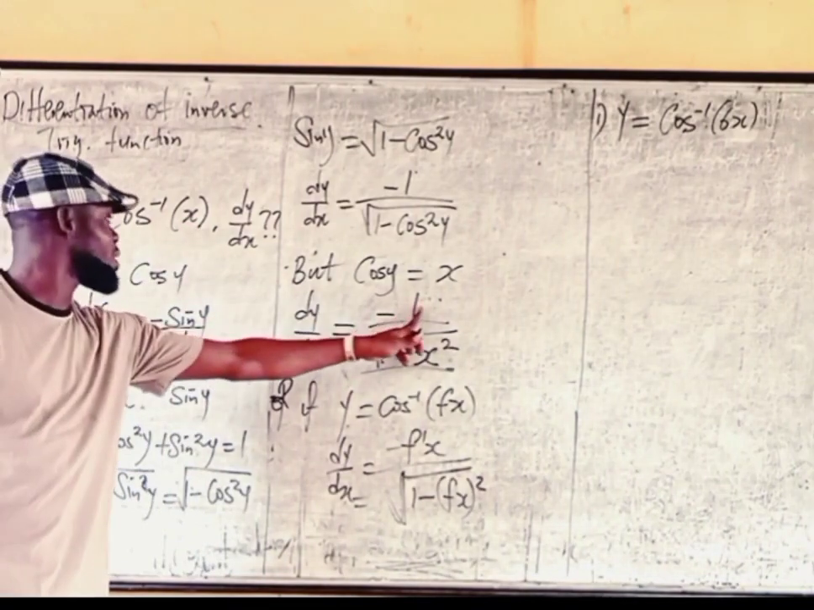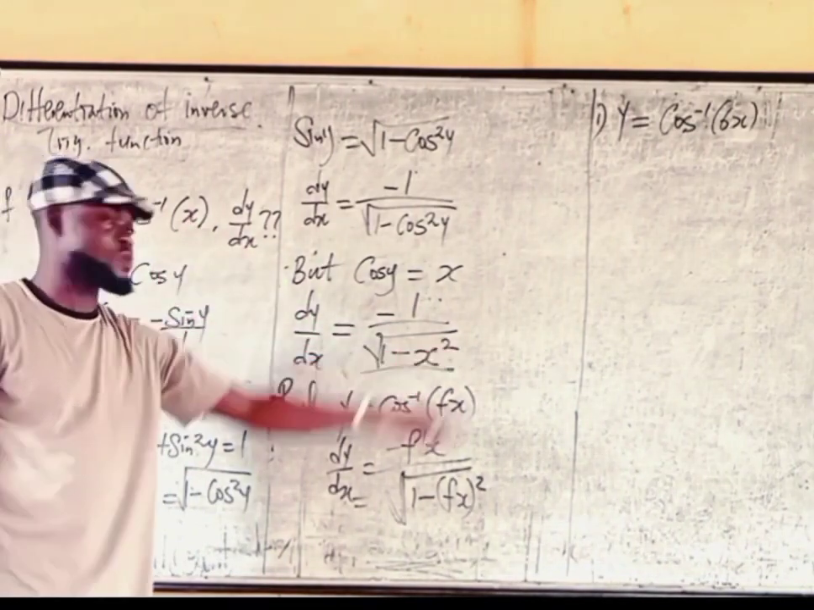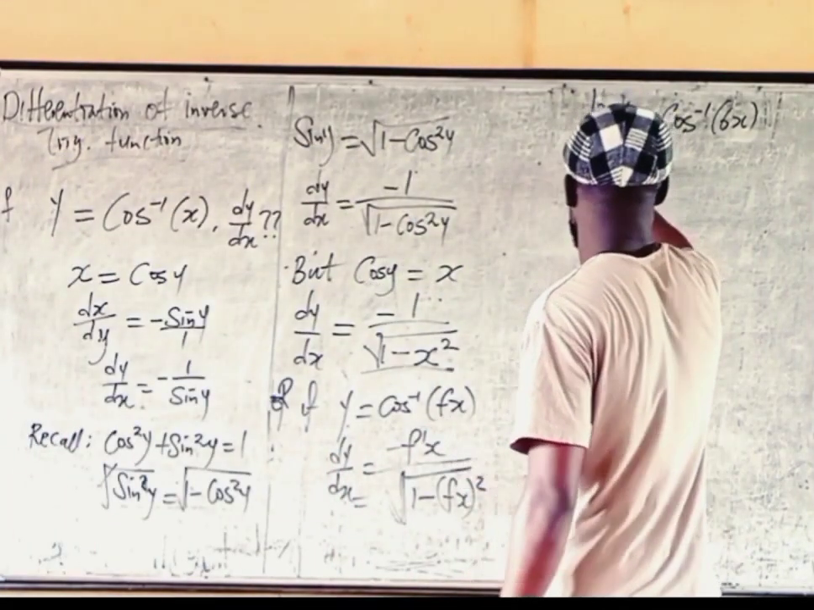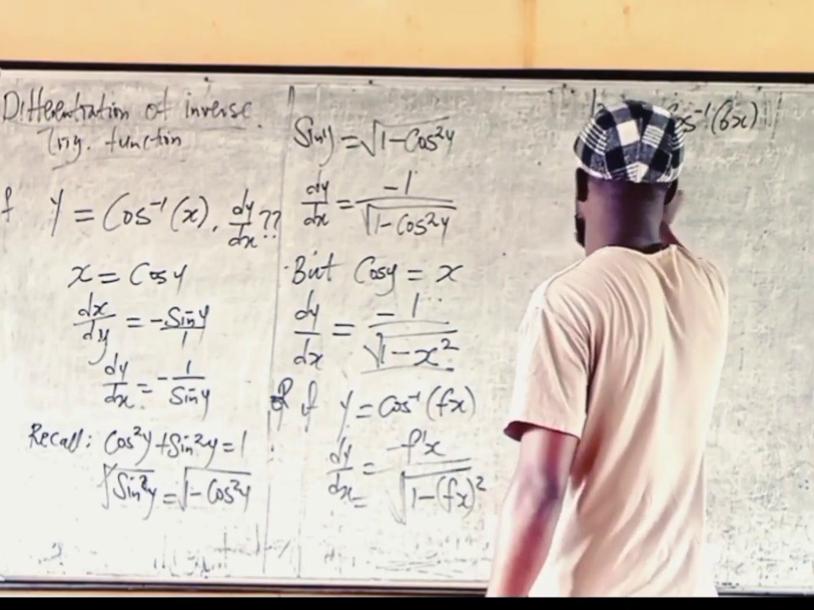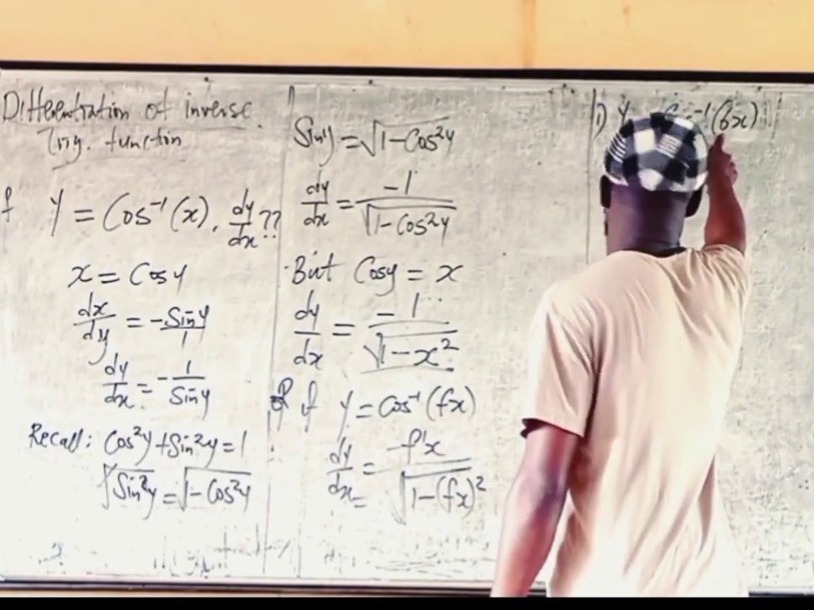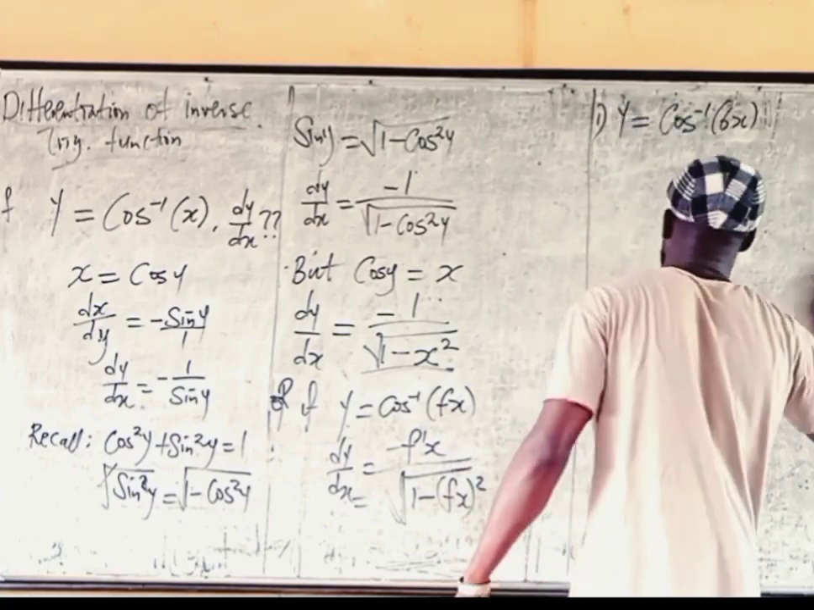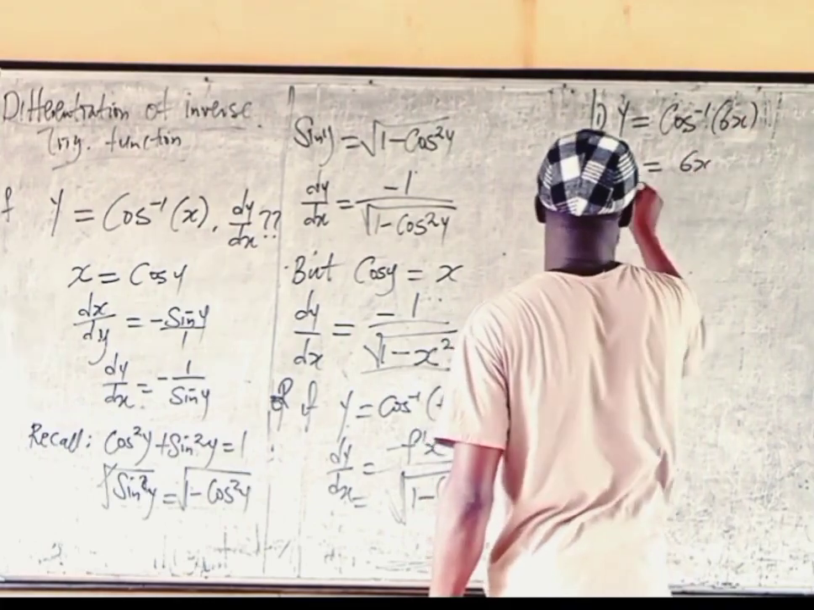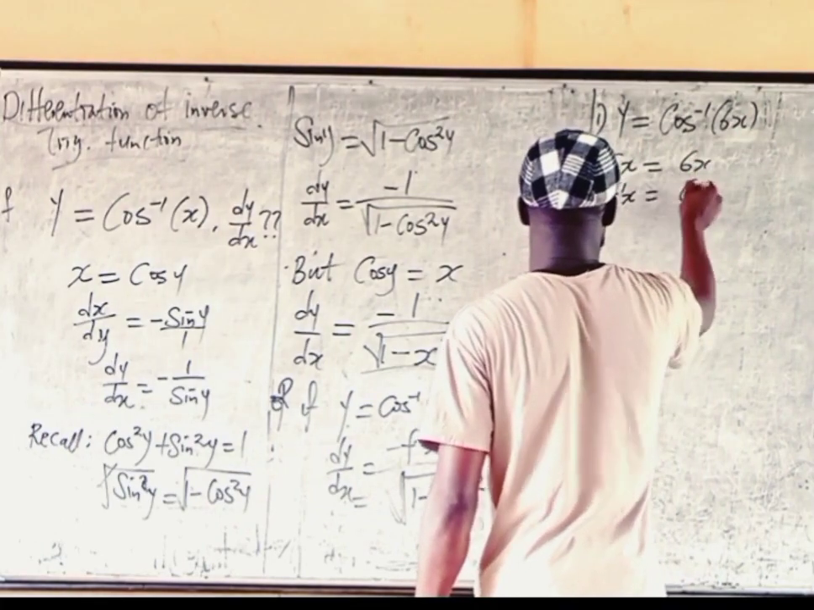Relating the x, you're going to have 1. This is x squared. You can do that one. So I'm going to be using this formula: dy over dx will be equal to the function of x. For this question, our function of x is 6x. Then if you differentiate it, you're going to have 6.